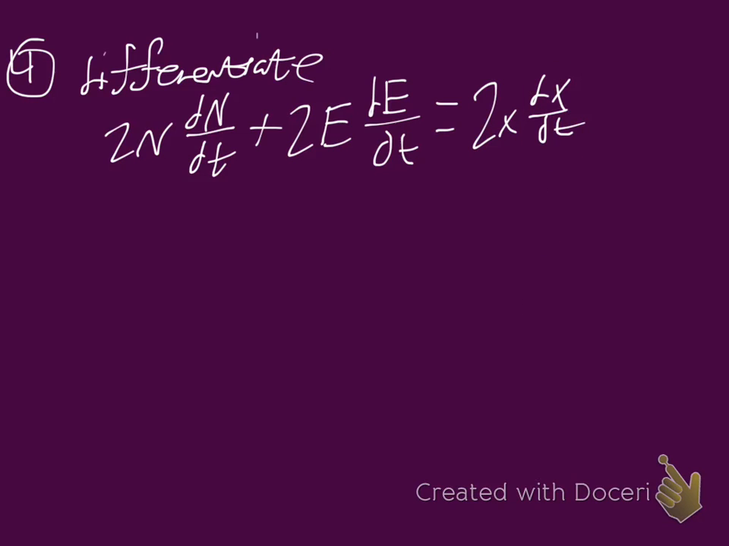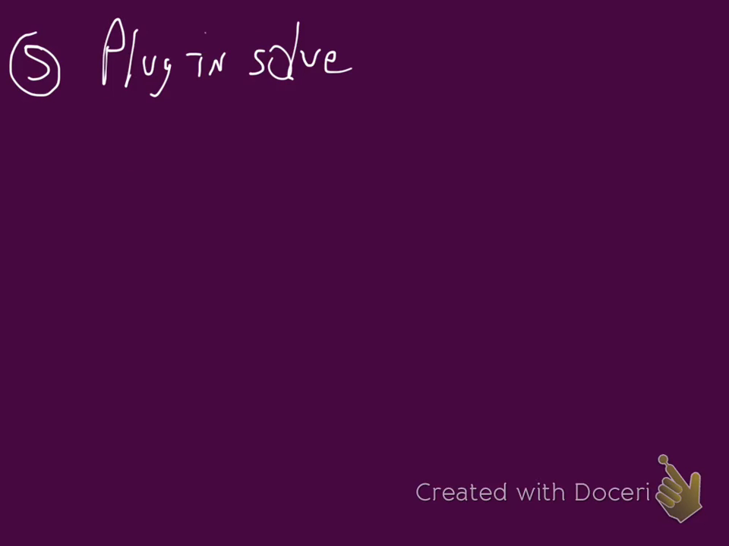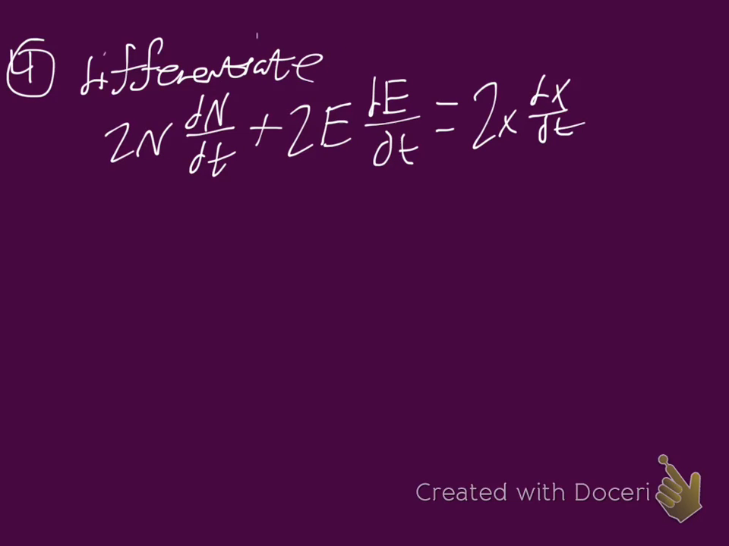But that's not true because we don't know what n is, and we don't know what e is, and we don't know what x is. So we only know these two. So we can't solve for dx dt like we wanted to. Instead, because we can't plug in and solve, we're going to have to try to find out what n, what e, and what x are equal to.